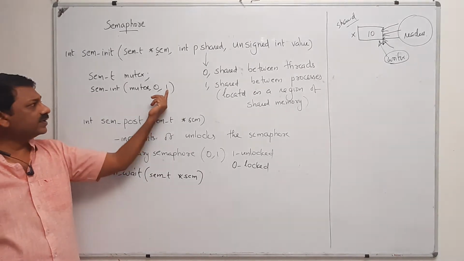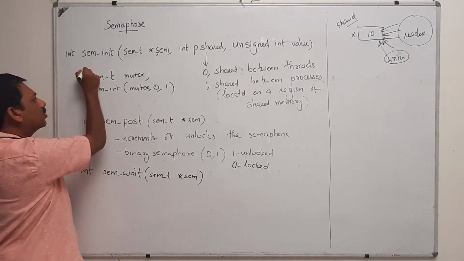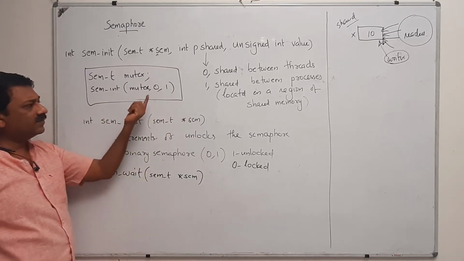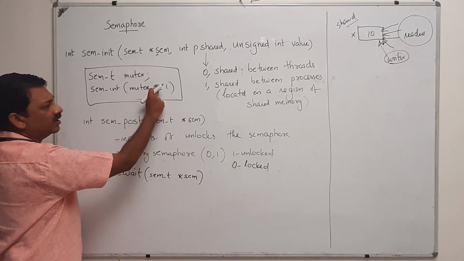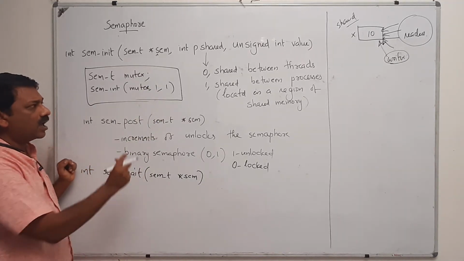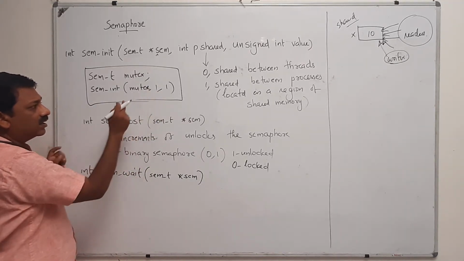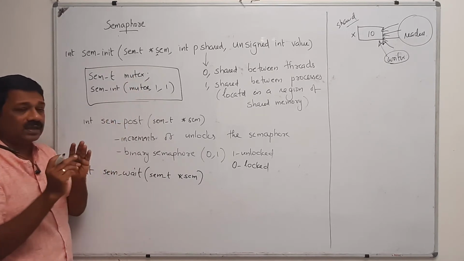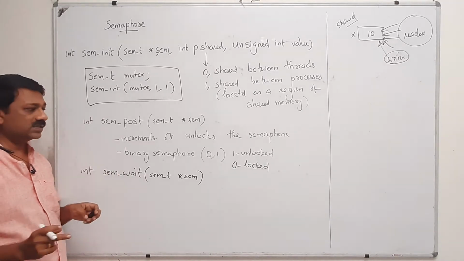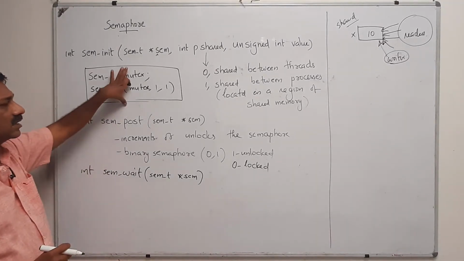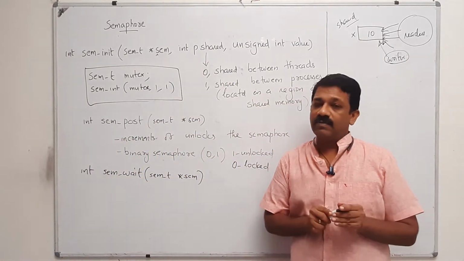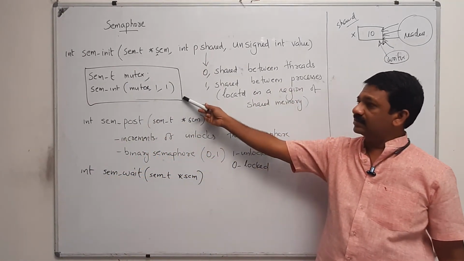Initial value of that is 1. That is the code for this one. That means if it has to be shared among different processes, then this should be 1. And if it is 1, this mutex should be a shared memory variable. Shared memory is something that we will discuss later. This is for creating or initializing a semaphore.